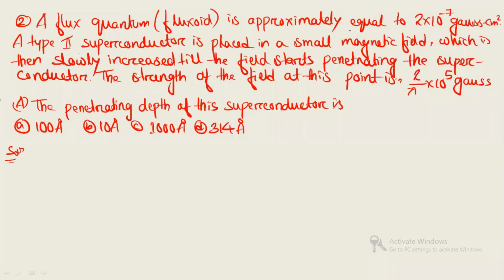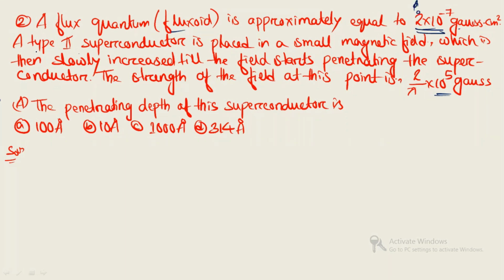Okay, so here the second question is what? The quantum fluxoid is approximately equal to 2 into 10 to the power minus 7, pi into 10 to the power 5 Gauss. So you are having a fluxoid here, and the value of the fluxoid that is given to you is phi naught.